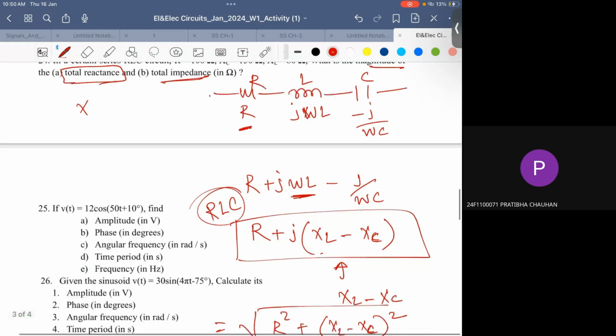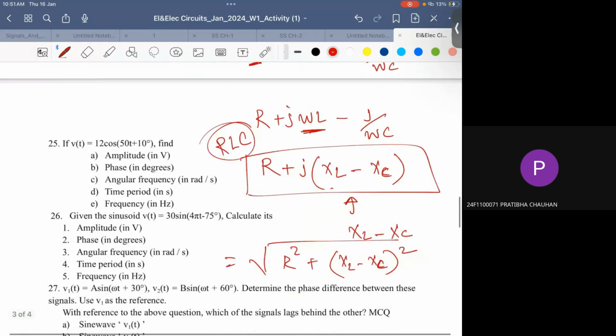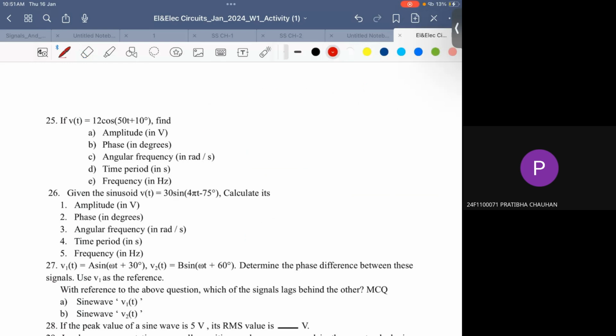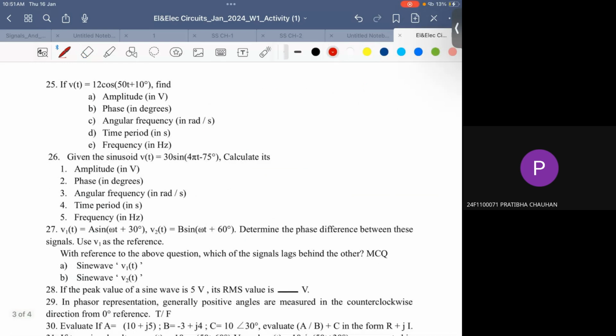Okay. Now the next part is you have been given some voltage. Now you have to calculate all those parts. Now what is the phase for this voltage that has been given to you? 10 degree. Okay.